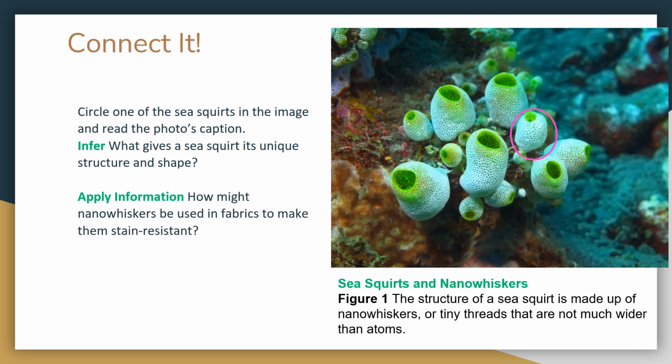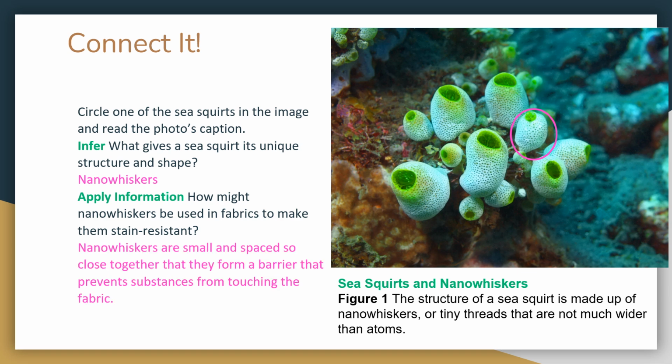Sea squirts and nanowhiskers, figure 1. The structure of a sea squirt is made up of nanowhiskers, or tiny threads that are not much wider than atoms. So what gives a sea squirt its unique structure and shape? And that's nanowhiskers. How might nanowhiskers be used in fabrics to make them stain resistant? Nanowhiskers are small and spaced so close together that they form a barrier that prevents substances from touching the fabric.